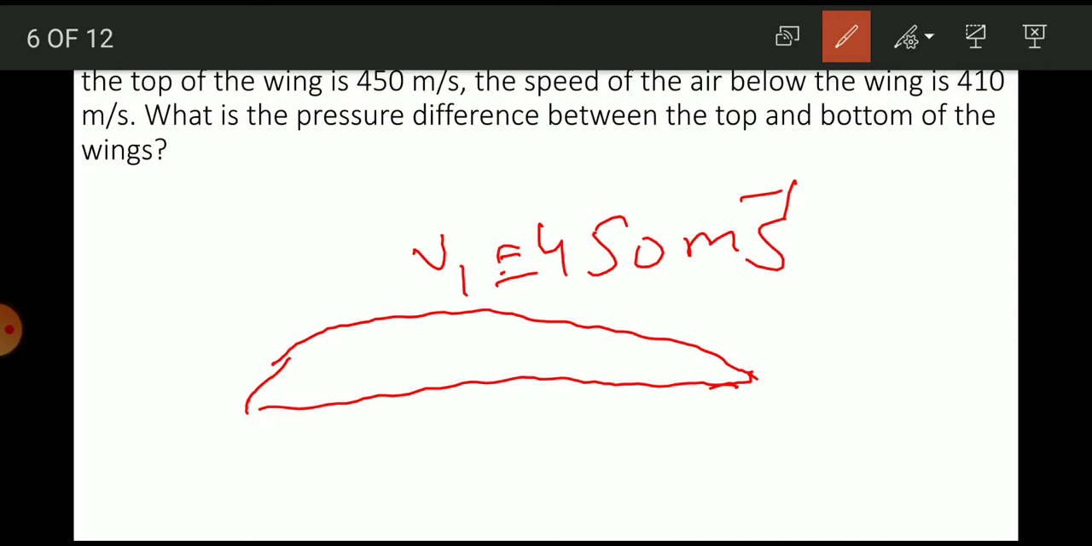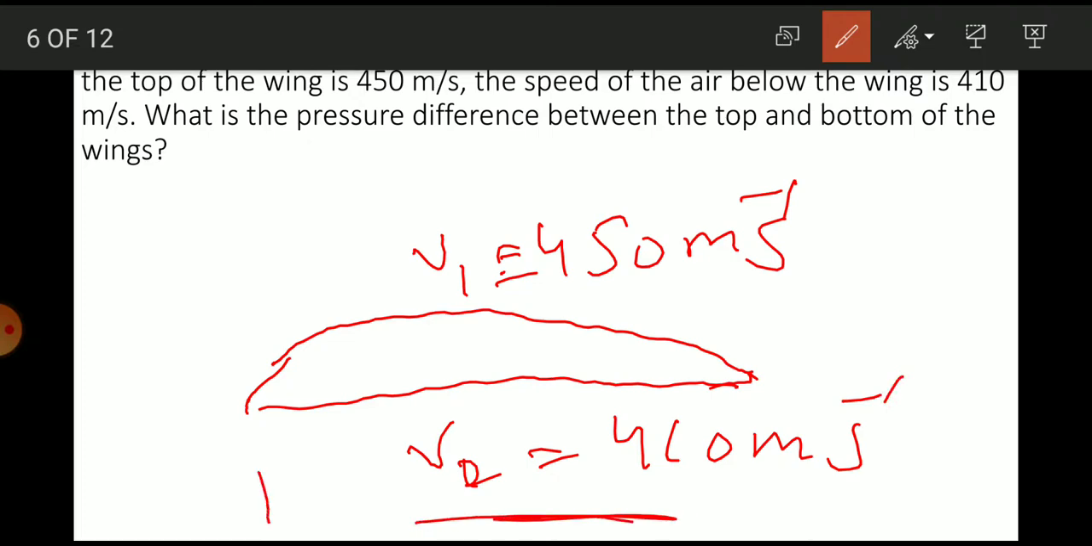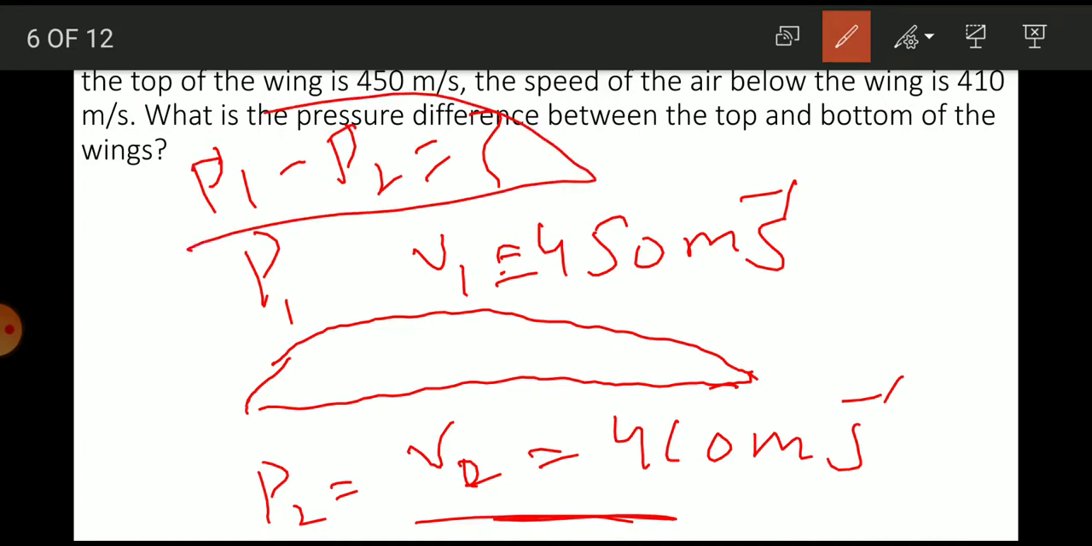The speed of air below the wing, v2, is 410 meter per second. Here the speed is low, so here the pressure P2 will be high, and pressure P1 will be low. Because your speed is high, pressure will be low. What is the pressure difference between the top and the bottom of the wing? So we have to find P1 minus P2. We have to calculate the difference.